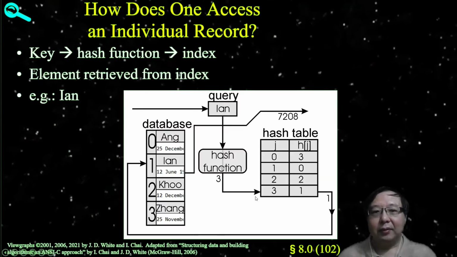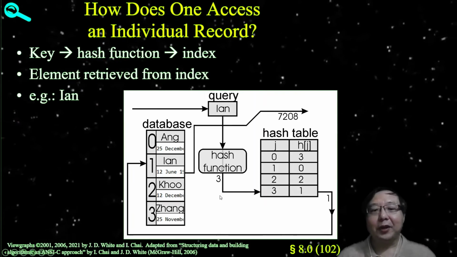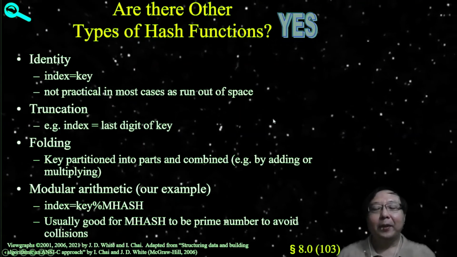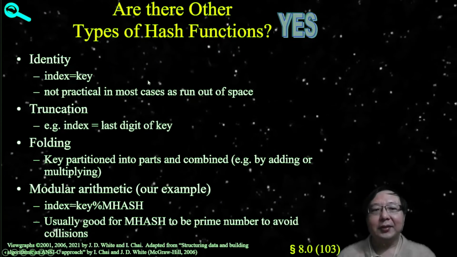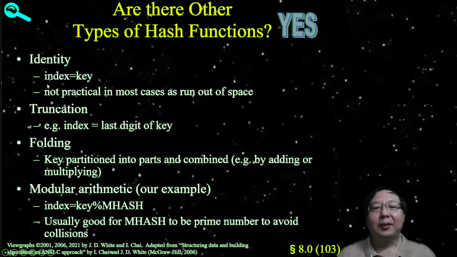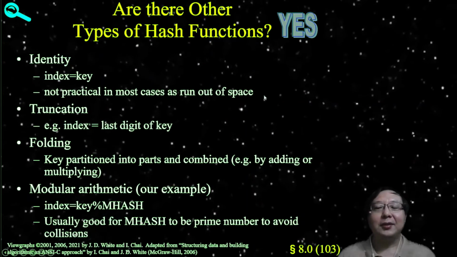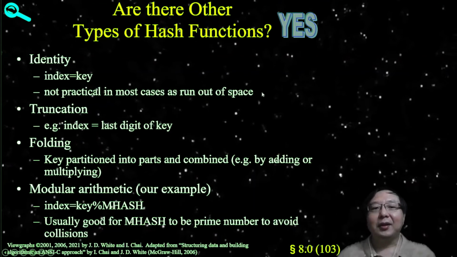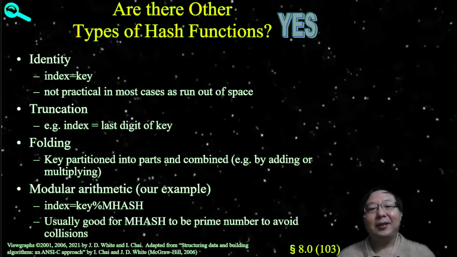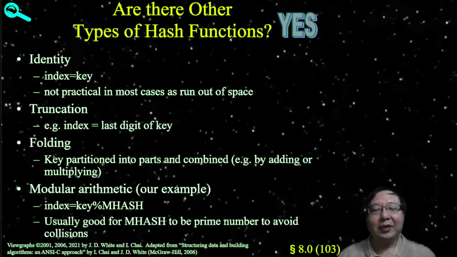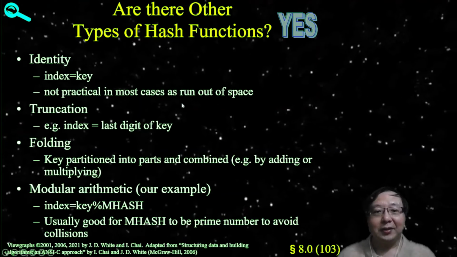So that's providing that we don't have collisions, okay? So in this simple program, we didn't deal with the collisions, but are there other types of hash functions? Yes, there are many. There's the simple one where the index is the key, but that's not practical in most cases as you run out of space, because you would have to have as many things in your array as there's the possibility of the hash function result.